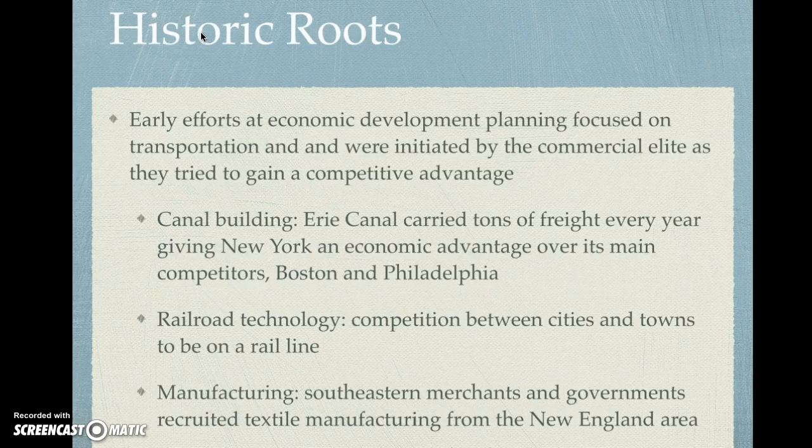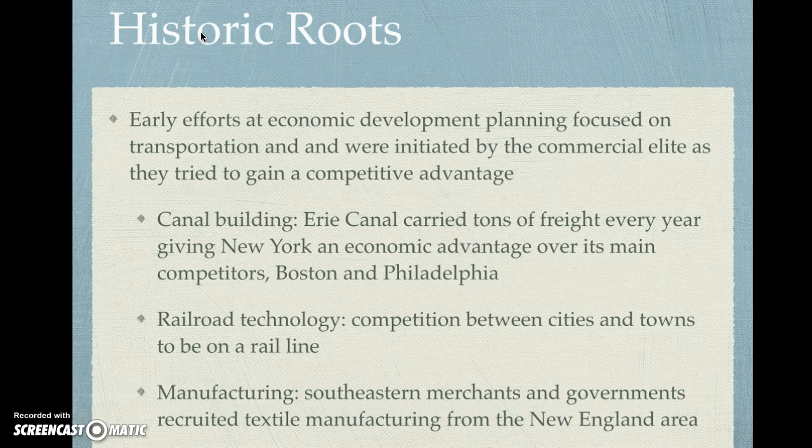So, just some historic roots. To give us a little bit of history, early efforts at economic development planning focused on transportation, and they were initiated by the commercial elite, kind of like these top business owners, as they tried to gain a competitive advantage over other cities. Some early efforts: the Erie Canal is a really good example, canals as a type of transportation. The Erie Canal carried tons of freight every year, which gave New York this economic advantage over its main competitors, which at the time were Boston and Philadelphia.